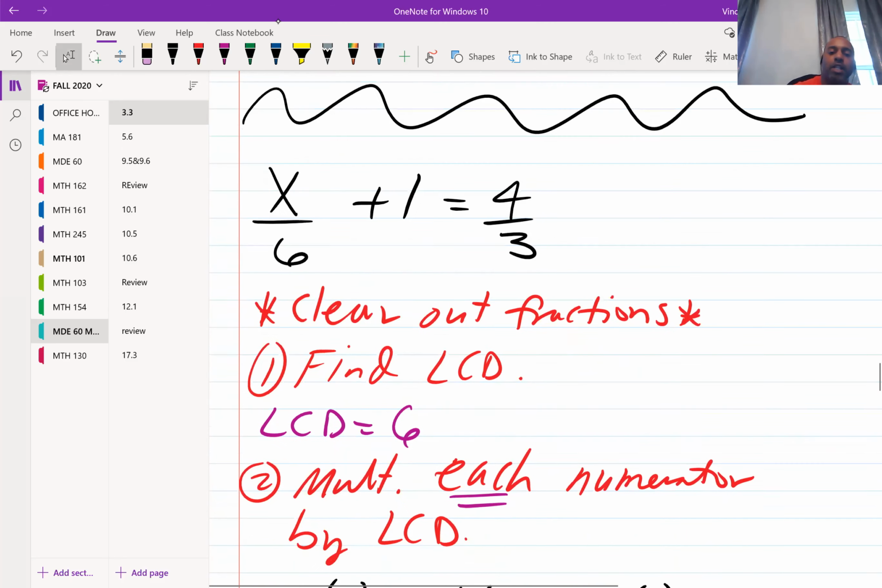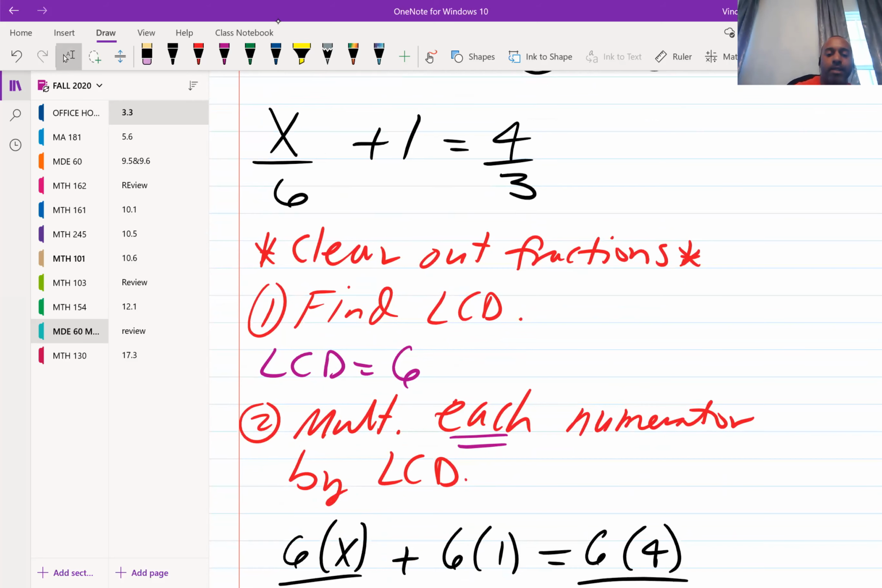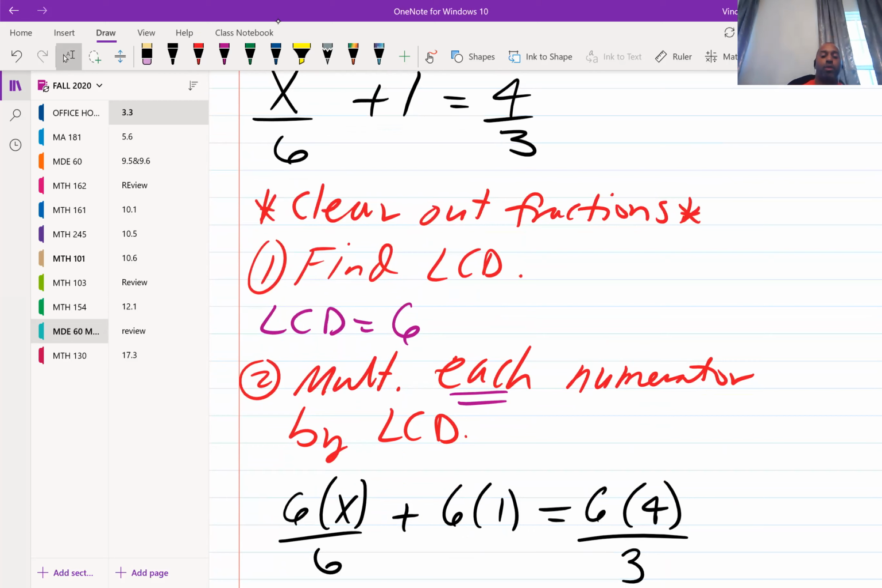Then we're going to multiply each numerator by that 6. So even if your term does not have a denominator or is not a fraction, you still have to multiply it by the LCD. Everything has to be affected by the LCD, or you will be changing the value of the problem or the equivalency of the equation. So notice we multiply x over 6 by 6, multiply the 1 by 6, and the 4/3 by 6.